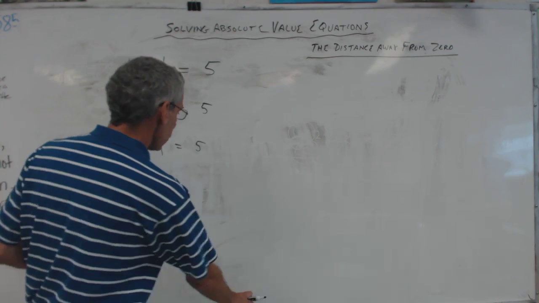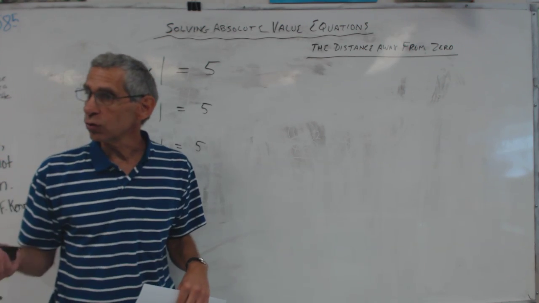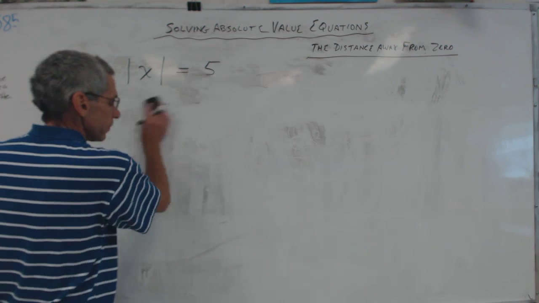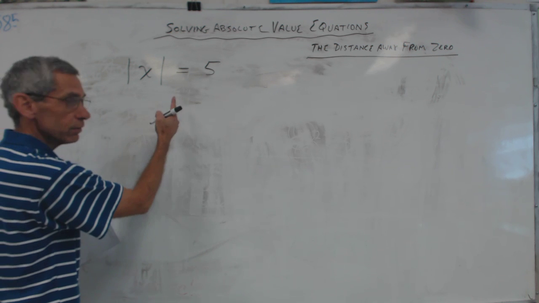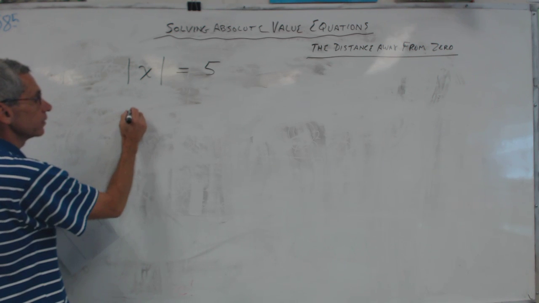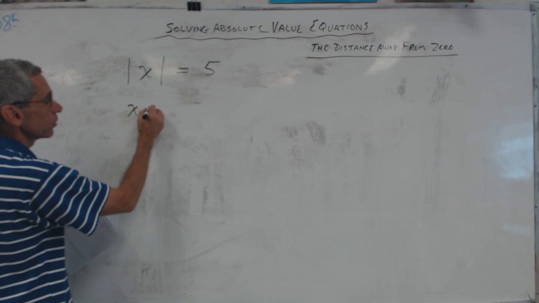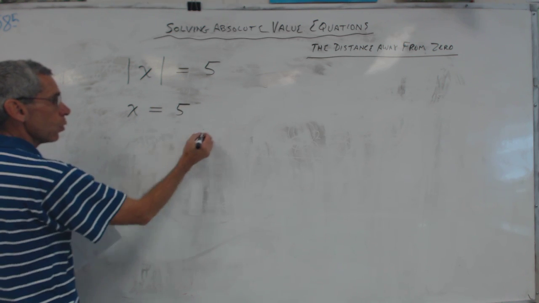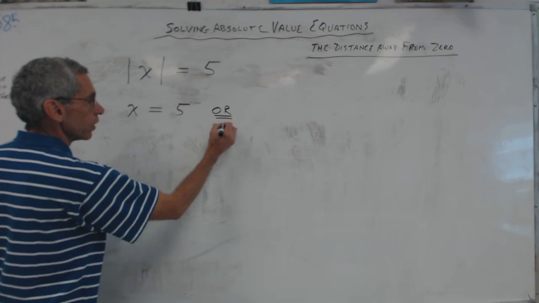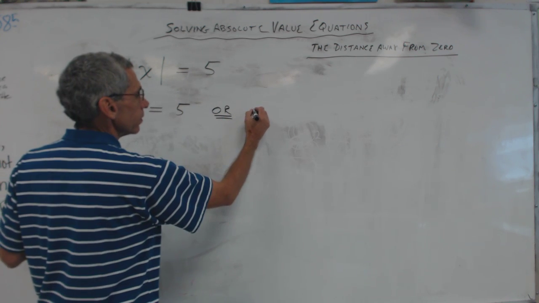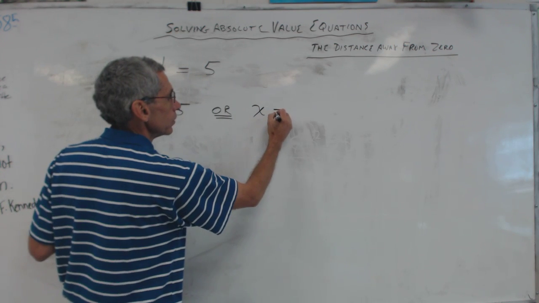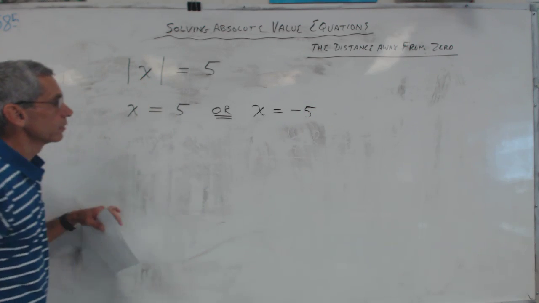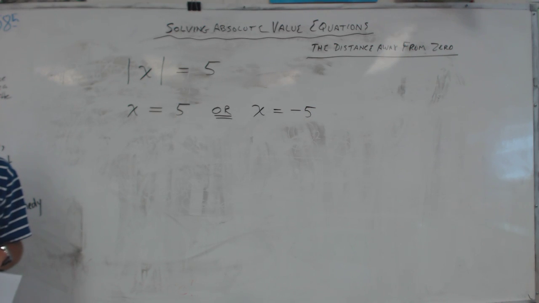An absolute value equation is solved by solving it twice. So what you're going to do is rewrite it exactly the way it is here without the absolute value signs. It's going to say x equals 5. Or, you write the word or, and then you rewrite it again, but this time you change the sign of the 5. x equals negative 5. And that's my answer. Now that was a very simple one, right? But it makes sense. It's pretty simple and pretty easy.